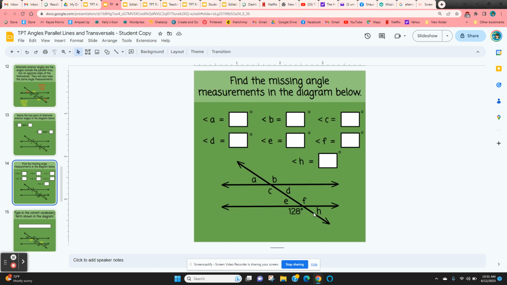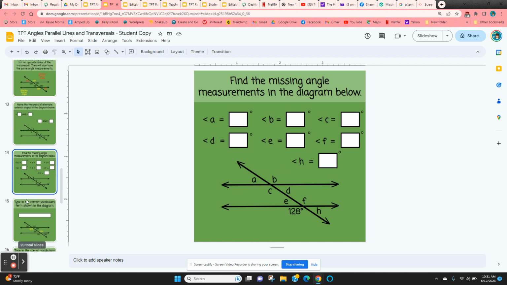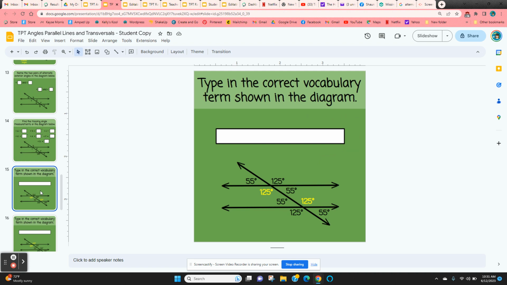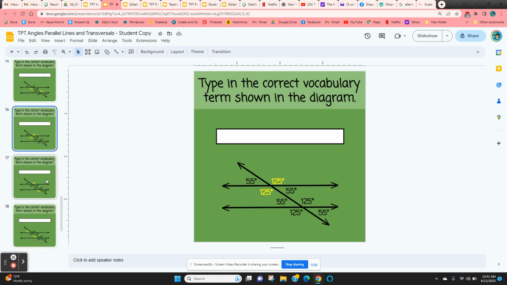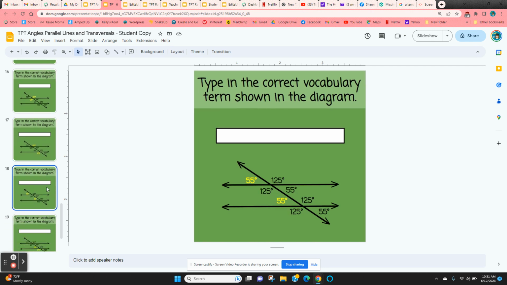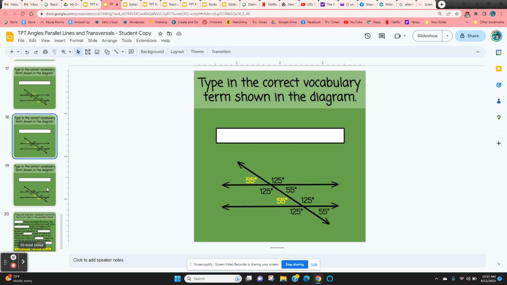And then again, they're given a diagram with one angle, and they have to figure out the measurement of all of the other angles. Then we have the definitions here. So the students are going to type in the vocabulary term that matches the diagram. So this one would be alternate interior angles, vertical angles, alternate exterior angles, corresponding angles, supplementary angles. So they're going to type in the vocabulary word.